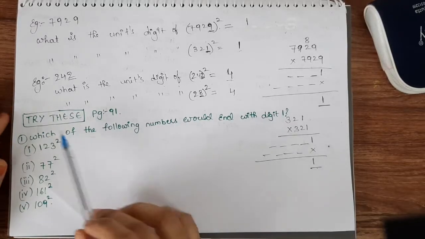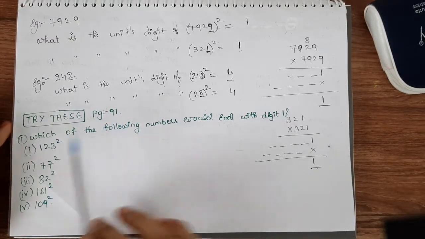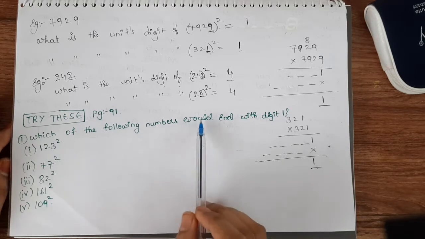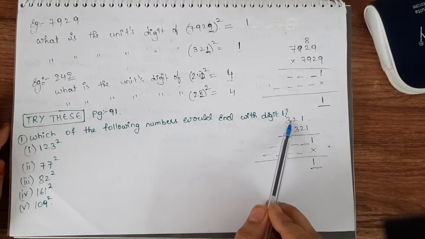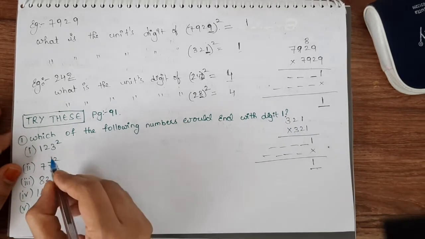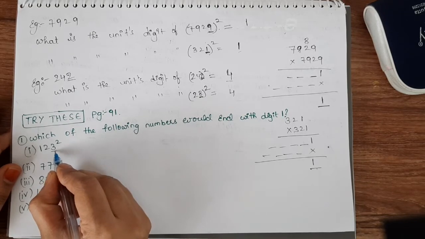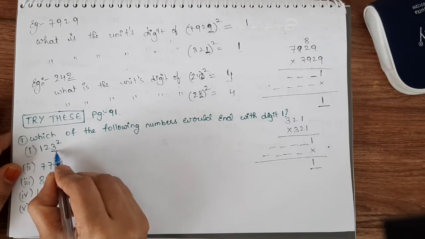Okay, now we'll try these from page number 91. The question is, which of the following numbers would end with digit 1? Okay, how will you check that? You just check what is the units digit of the number. The units digit of the number is 3.